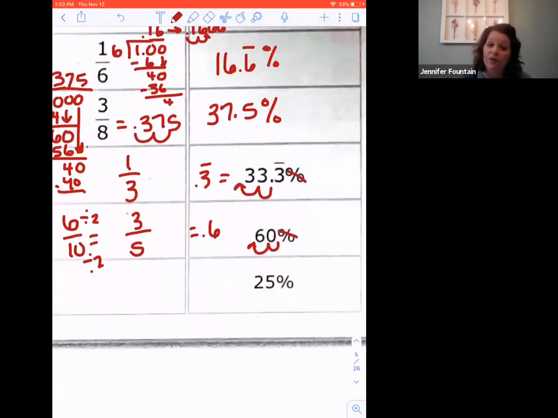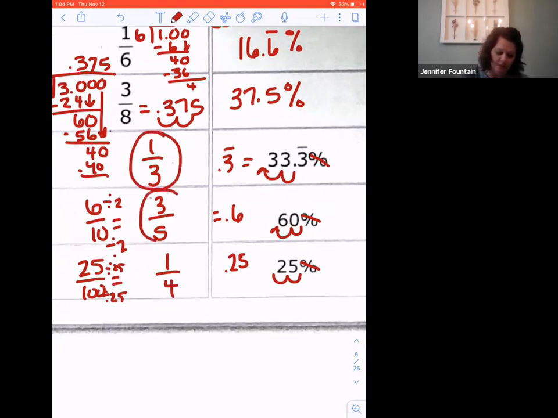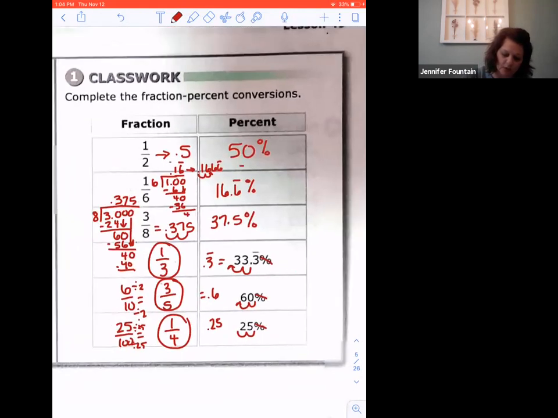Hopefully you know that 25% is equal to 1/4, but if you don't, drop your percent, move the decimal 2 places to the left, so you have 0.25. To express that as a fraction, it would be 25 over 100. 2 places are after the decimal, so that's why I put it over 100. I reduce, divide by 25, and that is 1/4. So any questions about those?